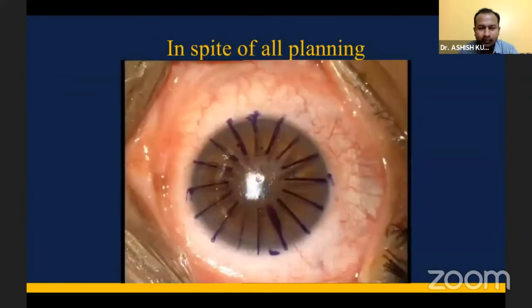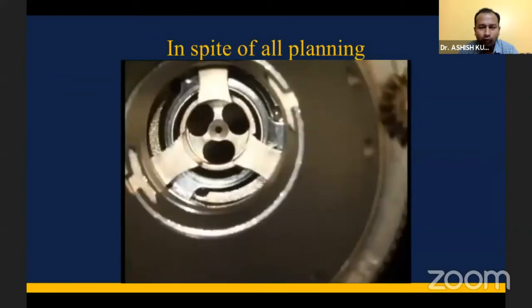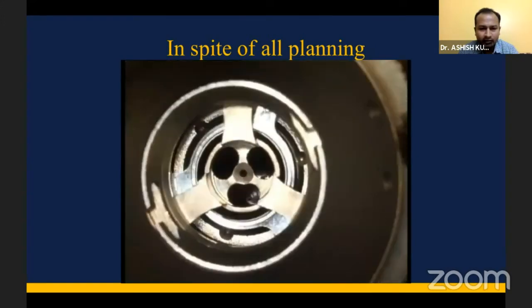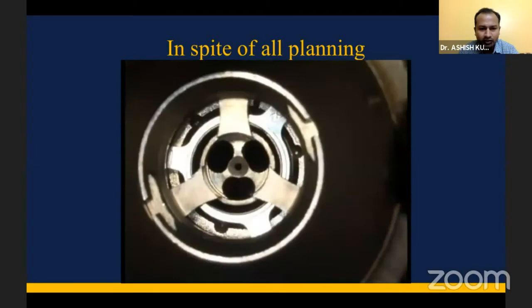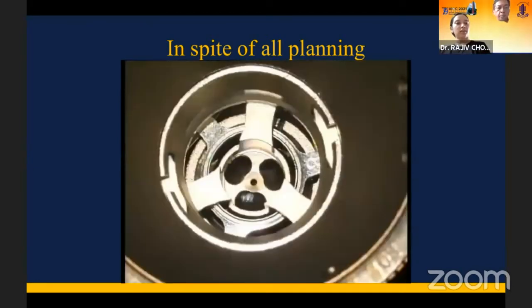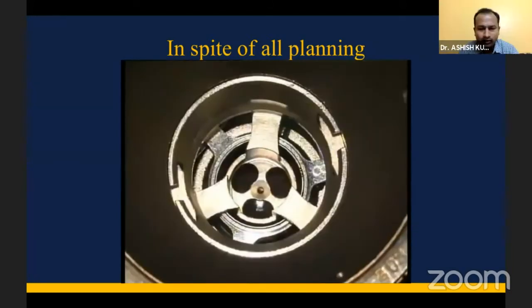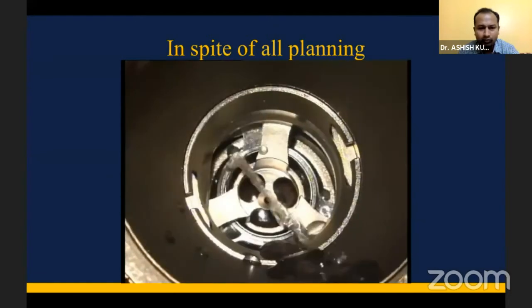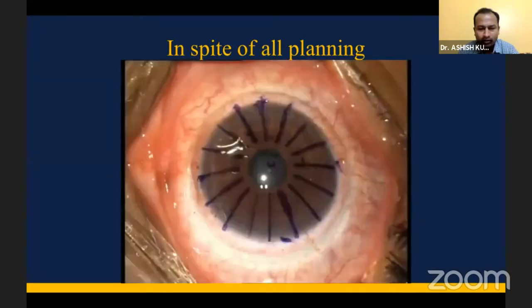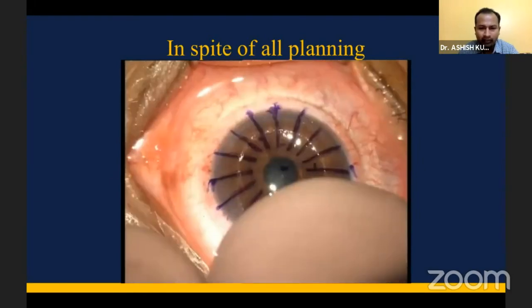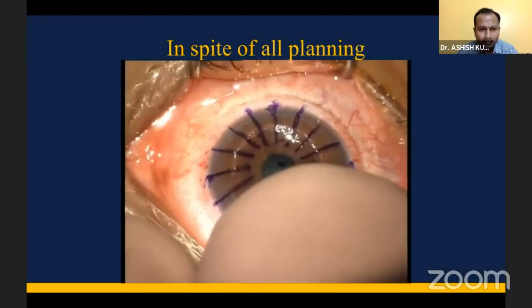In spite of all the things which can go wrong, which you don't expect, this is the Hanna's Moriarty-Fine system, which you are putting on the cornea. Always do not take the full vacuum, take only half vacuum, and then start, and then you go. You see the perforation. Probably the cornea was thick here or was not planned properly, and this case will convert to PK.